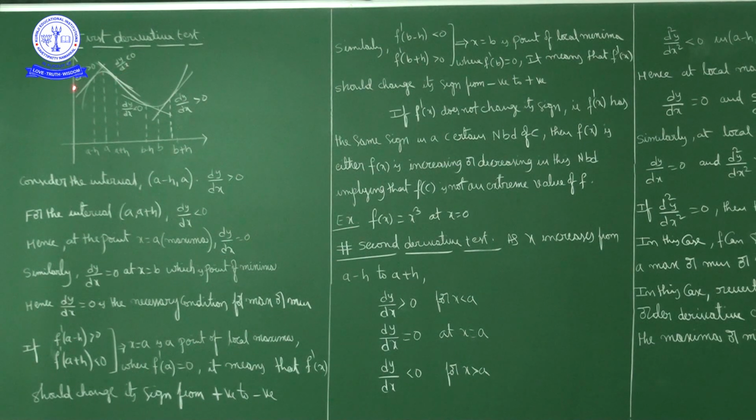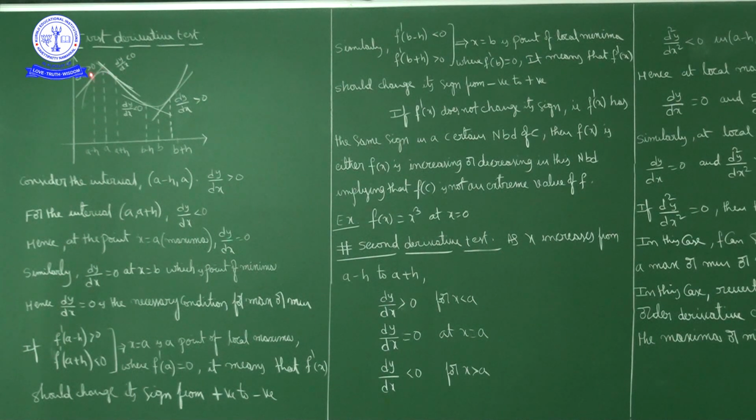Now, when f dash of x changes sign from positive to negative where f dash of x equals 0, that point is called local maxima. Here, if you observe, at a minus h, f dash of a minus h is positive; the slope of the tangent is positive. And f dash of a plus h is negative. And f dash of a is what?